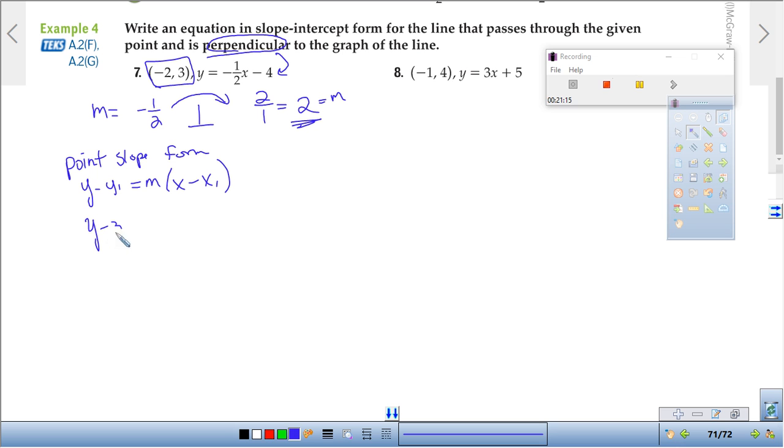So we're going to go with y minus 3 is equal to m, which is the new m, the one that's going to be perpendicular to it, 2 times x minus a negative 2, which I don't like. I have y minus 3 is equal to 2 times x plus 2. And there it is. What do y'all think, guys? Más o menos?